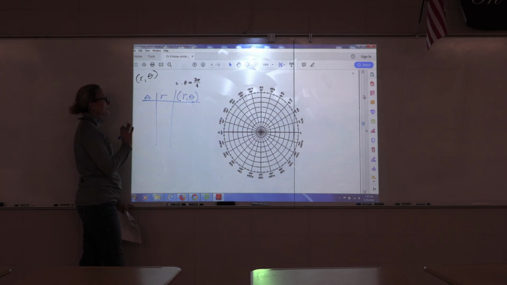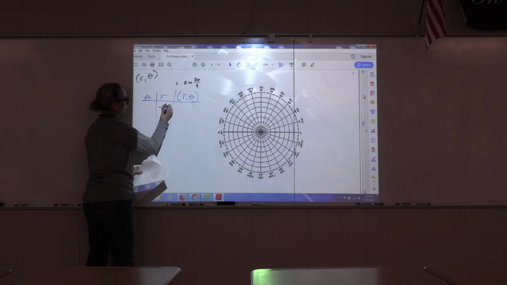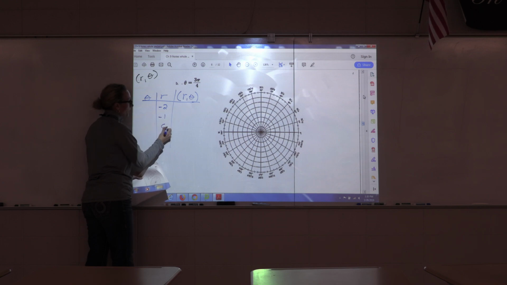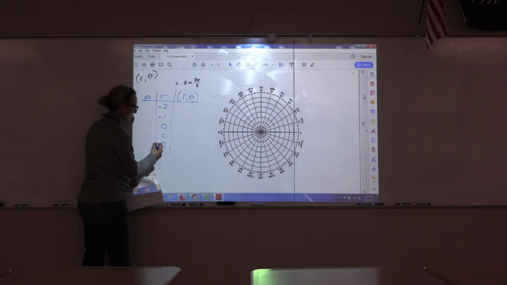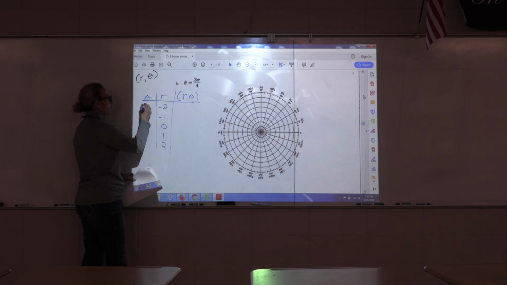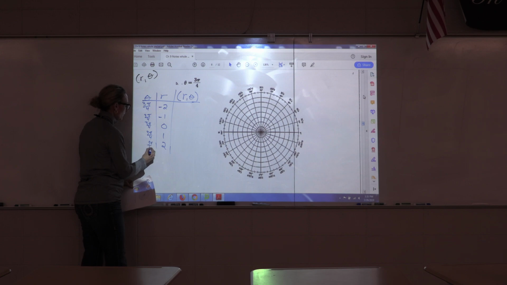Okay, this time though, because theta says 3 pi over 4, we independently in this case fill in r. So we need to come up with some different radius. I don't know, let's go radius of negative 2, maybe a radius of negative 1, a radius of 0. Okay, doesn't matter what the radius is. Our theta is 3 pi over 4, 3 pi over 4, 3 pi over 4.